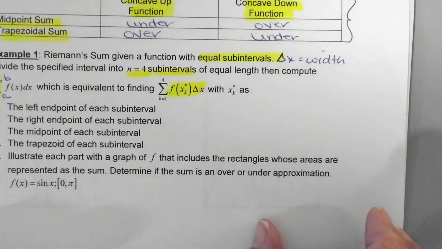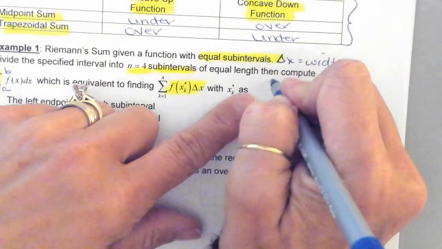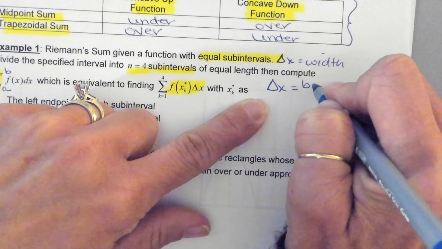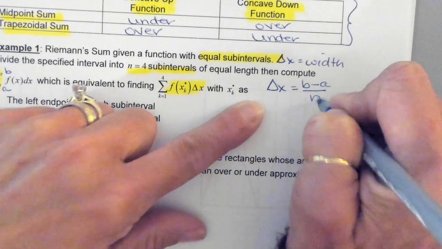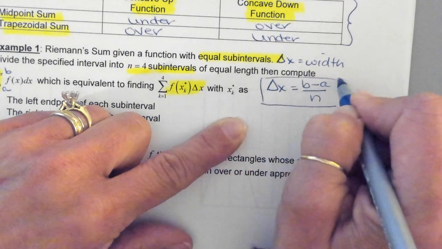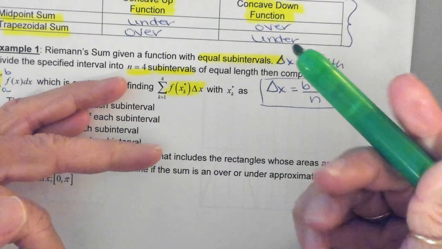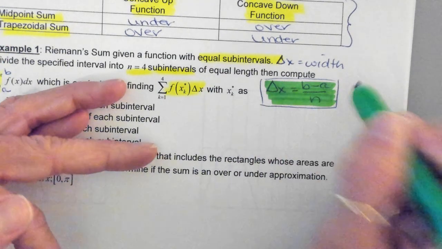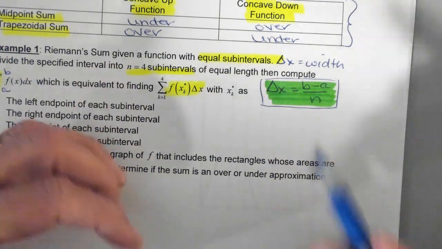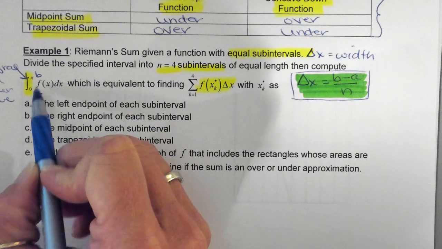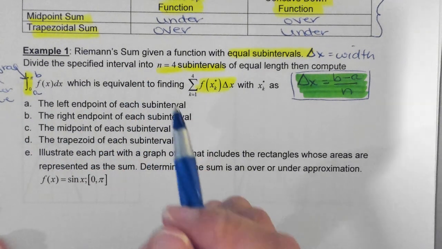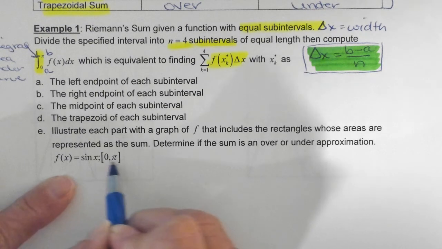So how do you find delta x? Delta x, which represents our width, is equal to b minus a over n. This is very important. It's not anywhere in the notes until you write it. So it's right here. Okay. This b minus a is your beginning and your end, meaning the interval over which we want you to find the area. This is the same thing here.